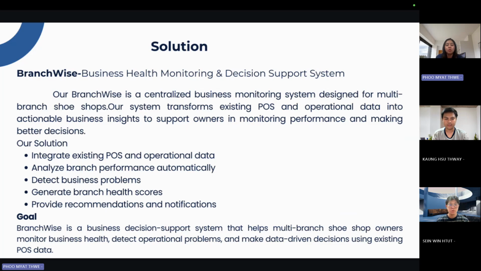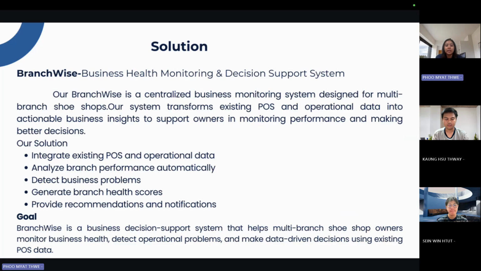It is a business health monitoring and decision support system. BranchWise is a centralized business monitoring system designed for multi-branch businesses such as shoe shops and fashion shops. Our system transforms existing POS and operational data into actionable business insight to support the owner in monitoring performance and making better decisions.